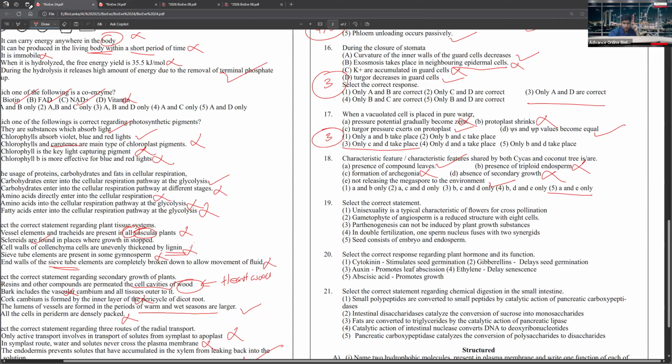A and E only. And next one is question 19. Select the correct statement.